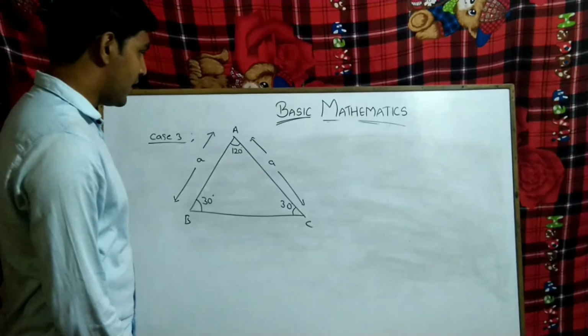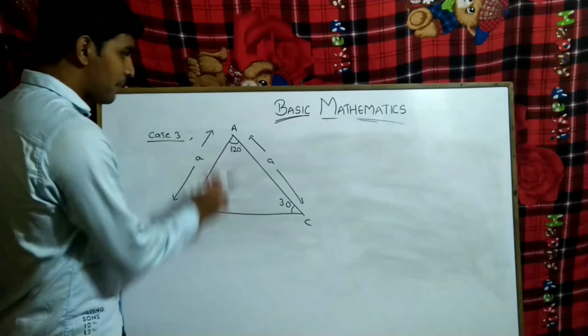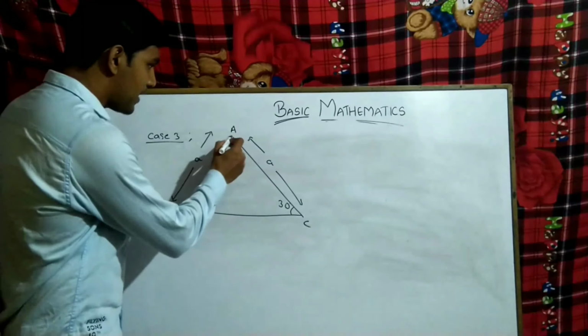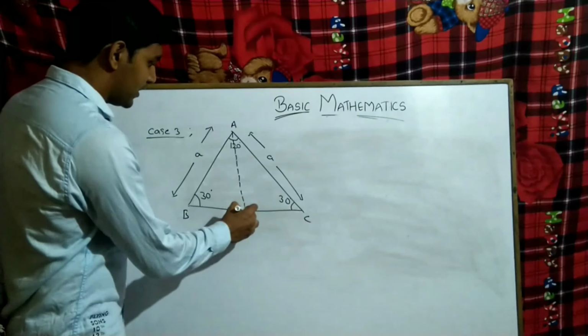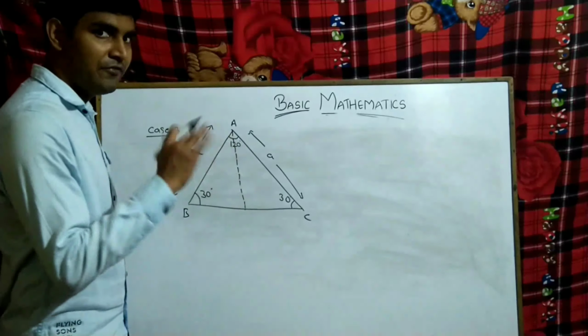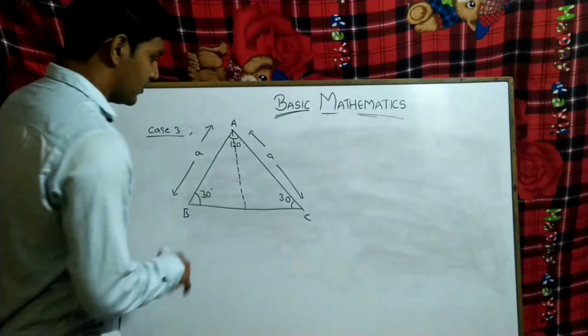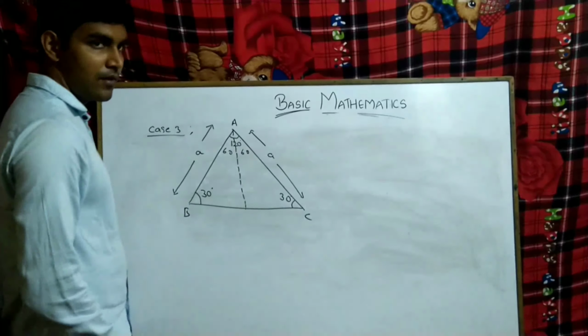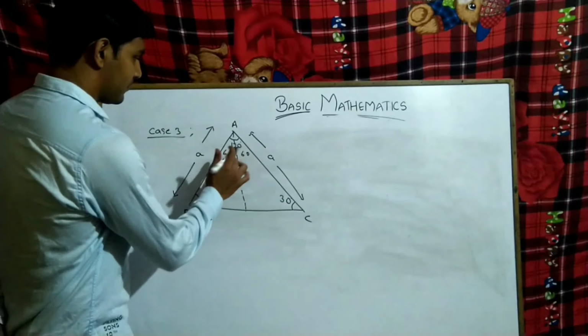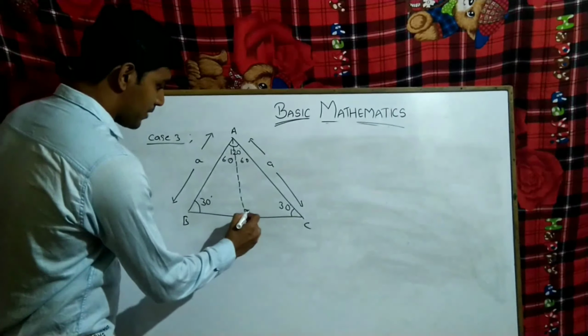Okay. Now remember one thing, just I am drawing a perpendicular. I am using a perpendicular through the A. In first case we are doing like this only. So it becomes 60 degree. This also becomes 60 degree. Okay. And this becomes 90 degree.